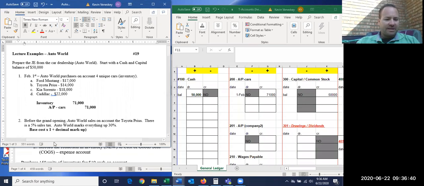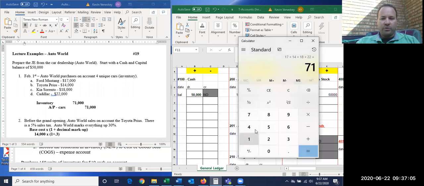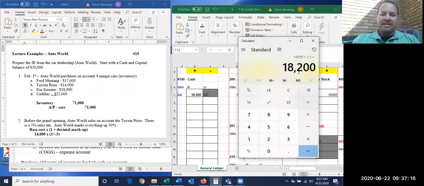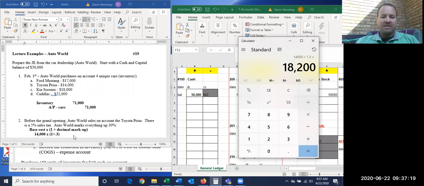Okay, so now we'll put this in the numbers so you can see how it works. The decimal markup, if it's 30% as a decimal, that's 0.3. So if we want to see what we're actually selling this item for, we take the Prius, 14,000, times 1 plus 0.3 for 30%. And if you just do the easy math on your calculator, 14,000 times 1.3, I'm selling the asset for 18,200. That's my sale price.